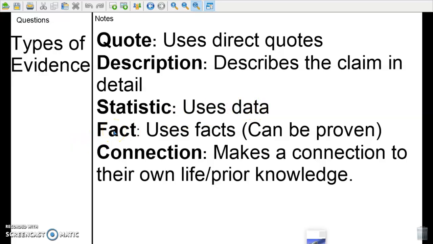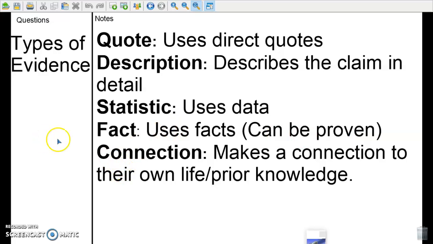The next one is fact. And a fact, it's pretty self-explanatory, uses facts. They can be proven. An example of a fact would be Miss Molina has been gone for 2 weeks. How can that be proven? Well, I haven't been able to see you guys for 2 weeks because I've been gone.